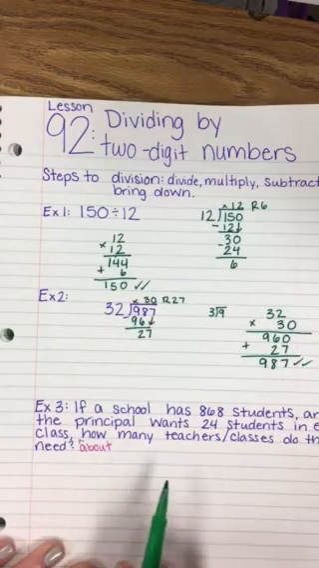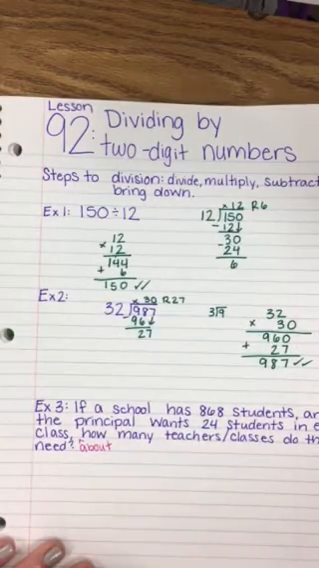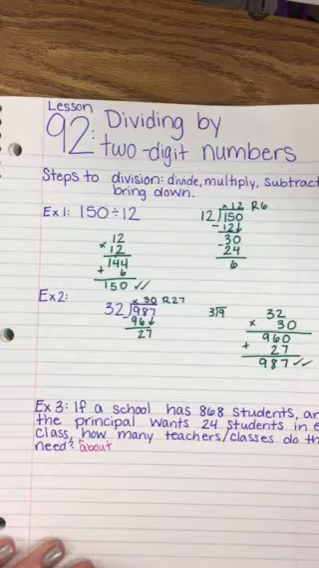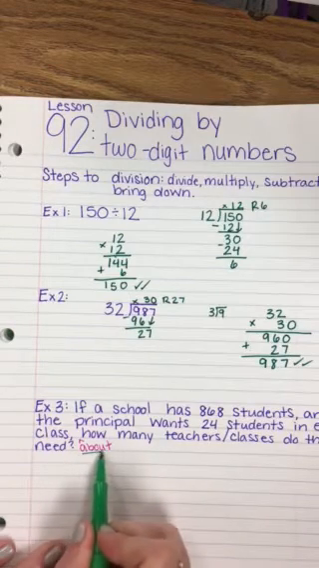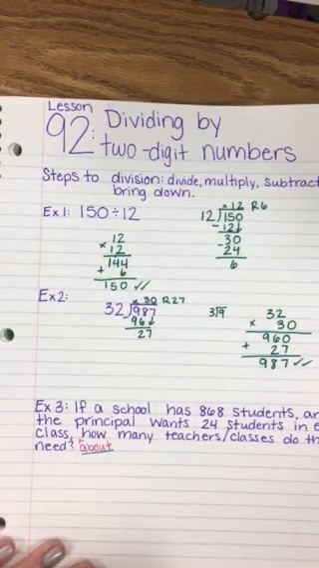Example 3. If a school has 868 students and the principal wants 24 students in each class, how many teachers or classes do they need? Ooh, I added in this word about, which means we are going to estimate. We are going to use compatible numbers to estimate the number of teachers that this school needs.